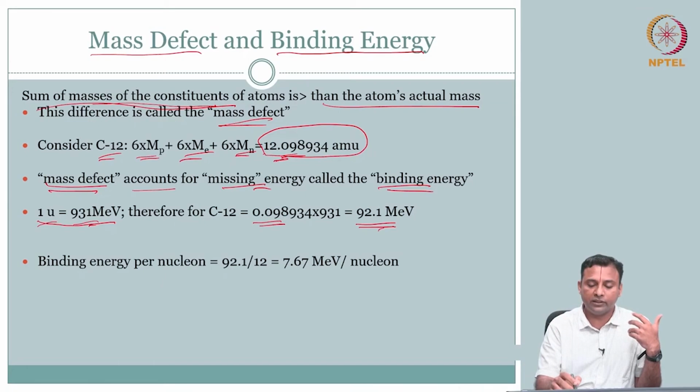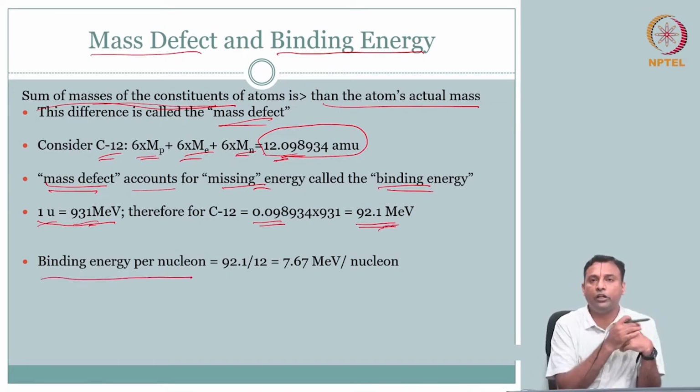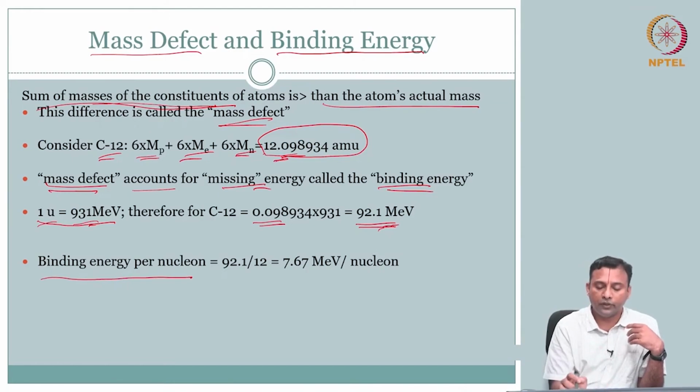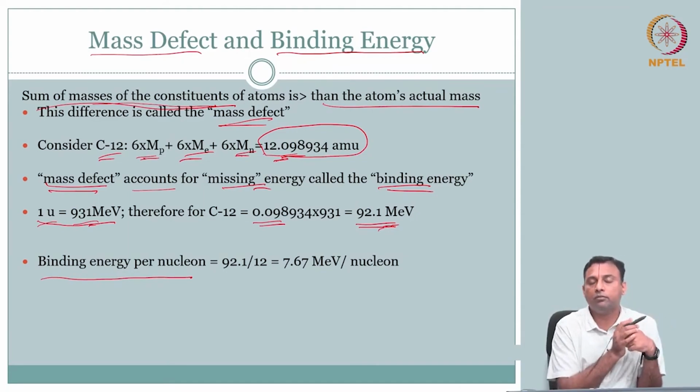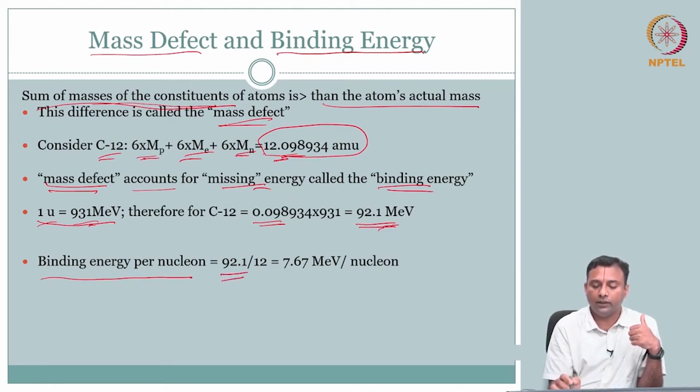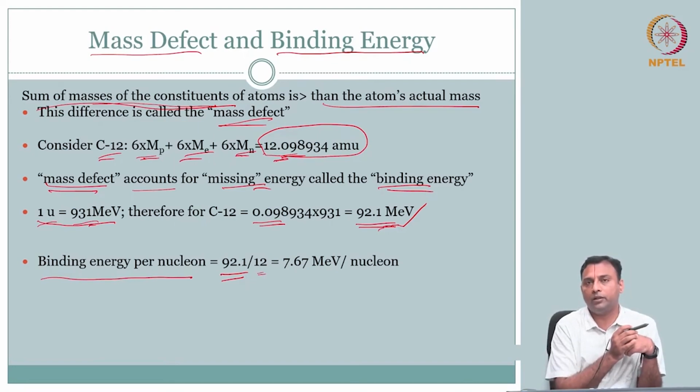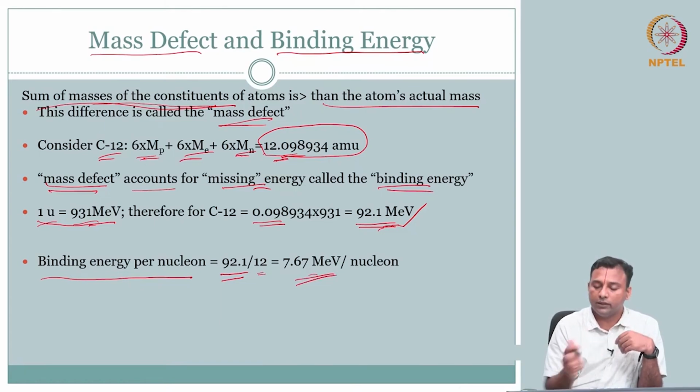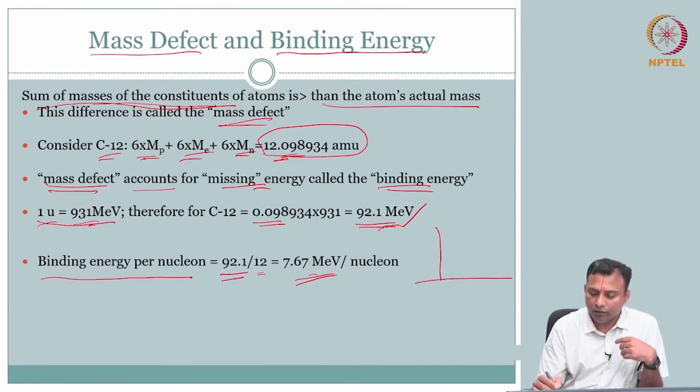So instead of reporting just that, we normalize it to binding energy per nucleon. So what is the nucleon here? You have 12: 6 protons and 6 neutrons. Put together, you have 12 particles in the nucleus. So 92.1 is the energy from the mass defect, and the binding energy per nucleon, per 12 constituent neutrons plus protons, is about 7.67.